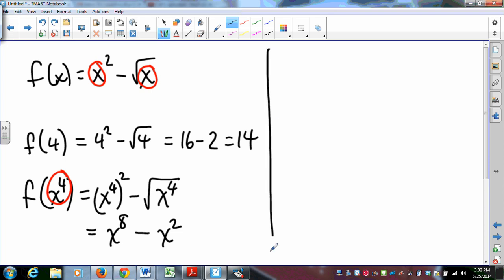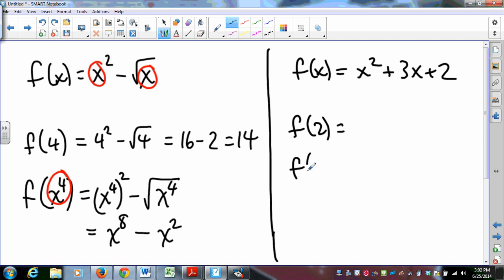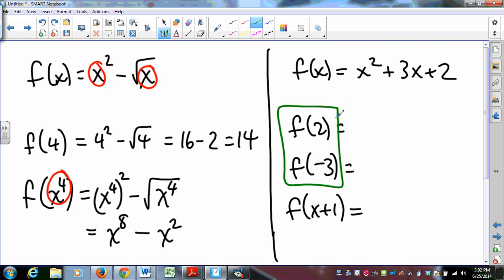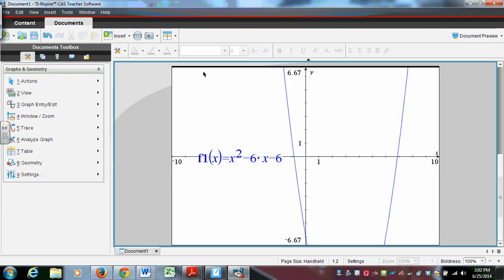I am going to say that when you come to class, you should know if f of x is x squared plus 3x plus 2, it would be nice to know what f of 2 is, and what f of negative 3 is, and what f of x plus 1 is. As an aside, if you're looking for f of some number, it is perfectly fine to go to your calculator and graph this thing, x squared plus 3x plus 2.